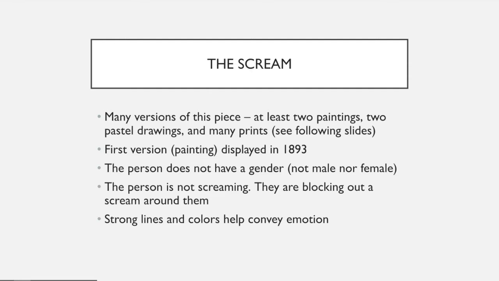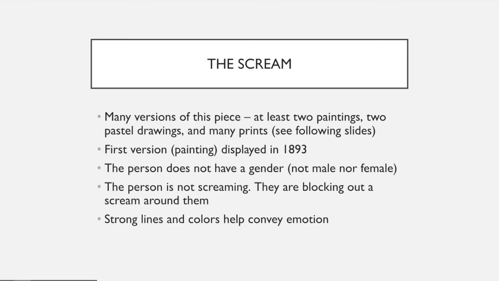The Scream itself, the painting, there are many versions of this painting, at least 2 paintings, 2 pastel drawings, and many, many prints, as you'll see in the following slides. The first version, which was a painting, was painted in 1893. The person in the painting does not have a gender, so it's neither male nor female. And the person is not screaming, they are blocking out a scream around them.